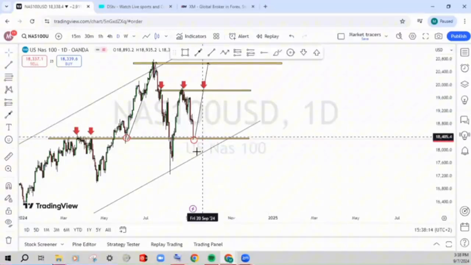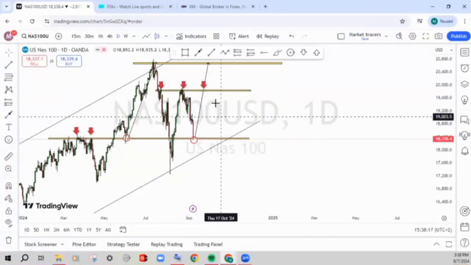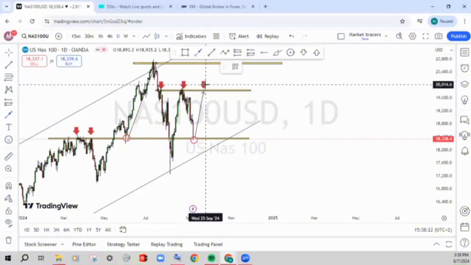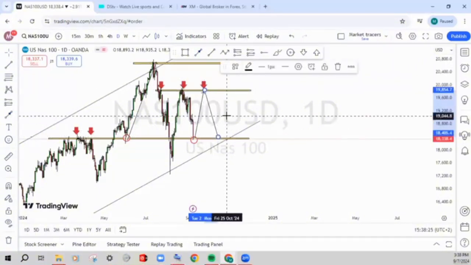This simply tells us what? When the market reaches this level, there's a high possibility for us to expect selling movement to the downside, guys. You get my point? It is a high possibility for us to expect selling movement to the downside. So you need to mark that level, guys.